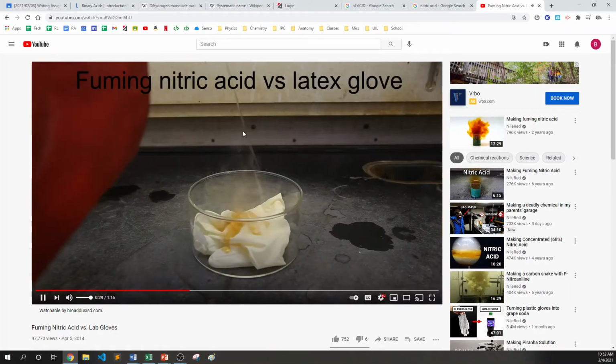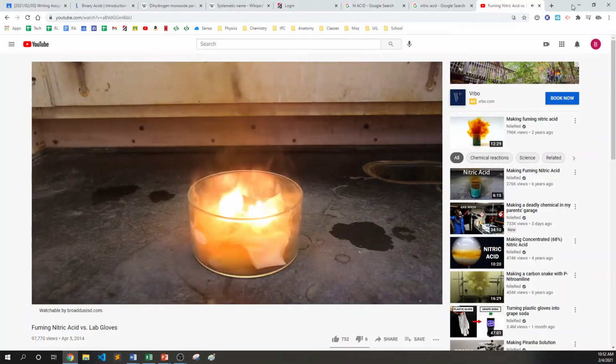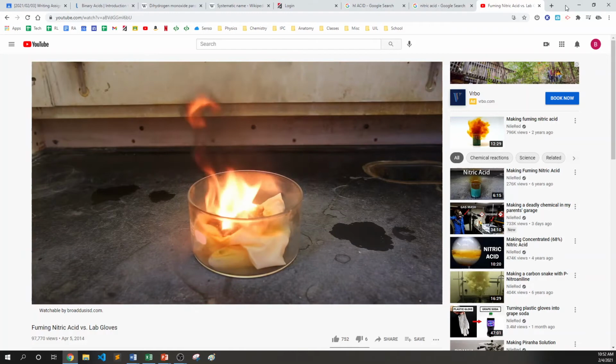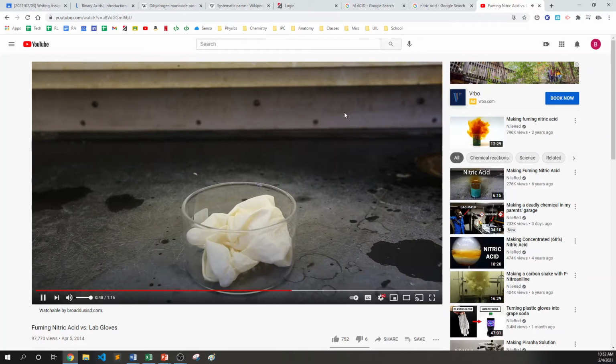And the exact same thing happens with the latex gloves, the most common gloves used to handle acids. Just for comparison purposes, I will show you what regular concentrated nitric acid does on latex. And apparently nothing fun happens. So although I would say visually he can if you're dealing with nitric acid, fuming, so highly concentrated, nitric acid, you can wear gloves.